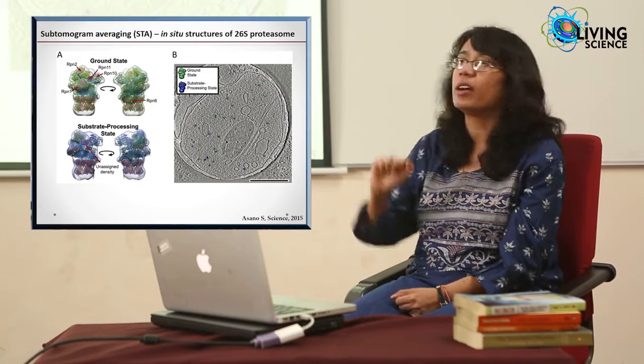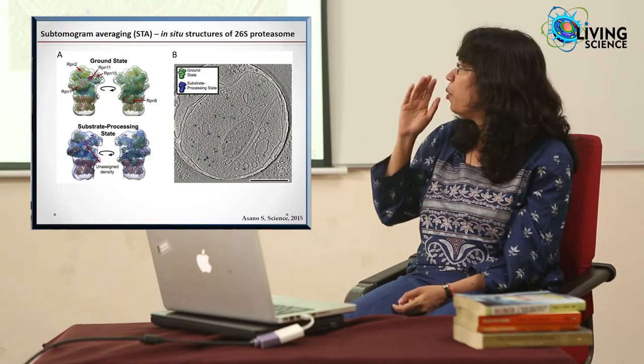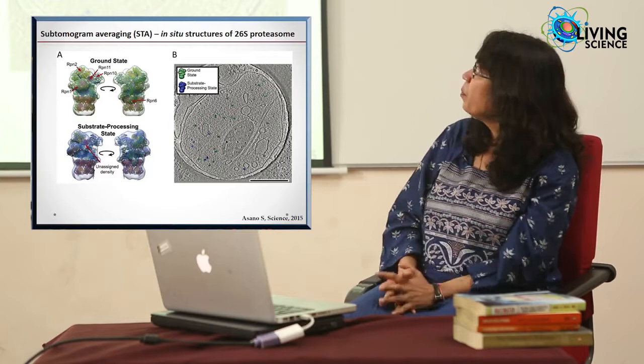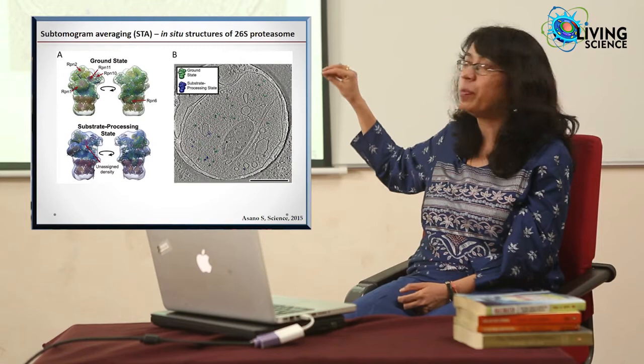So this is an example where, within a whole cell, people are looking for a complex, a 26S proteasome molecule, which exists in various states. So ground state or substrate processing state. And the various states can be picked from these tomograms by subtomogram averaging. And then reconstructions can be done of these molecules which exist in their natural environment within cells.